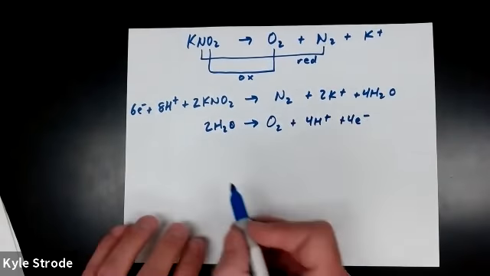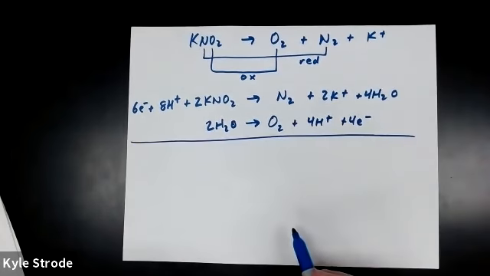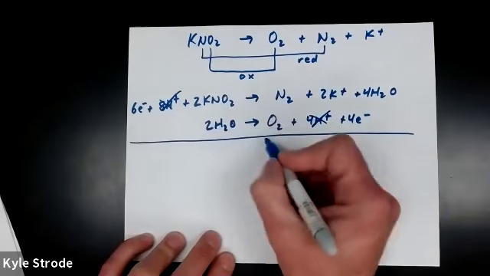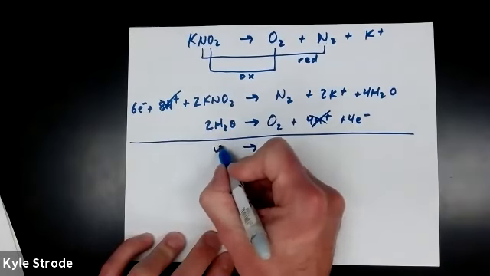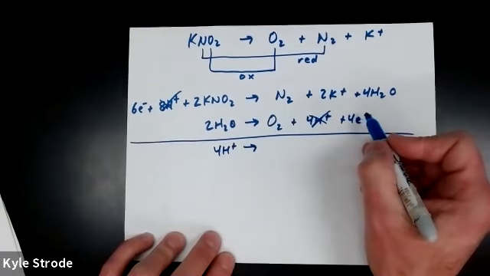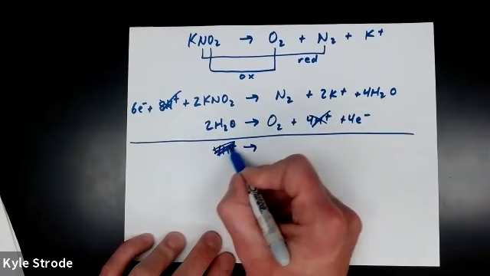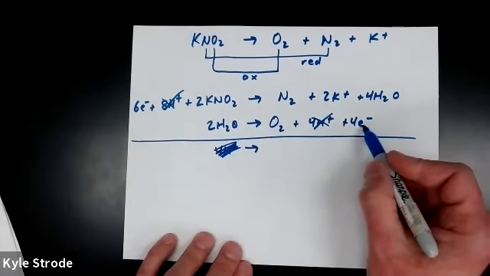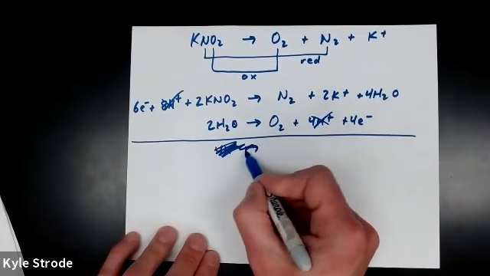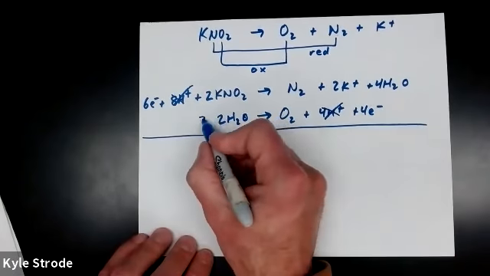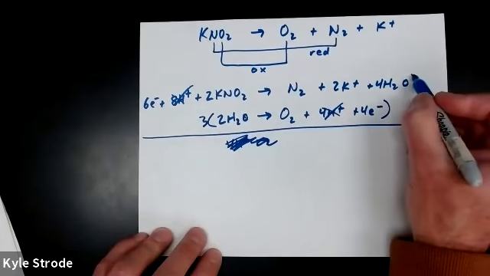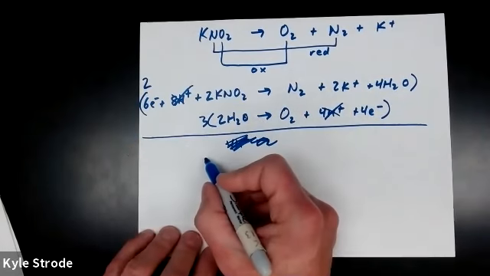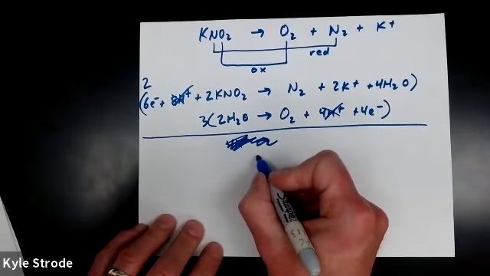And now we can sum everything up. Looks like I've got my H pluses, 4 on the left. Oh, I'm sorry, I forgot to do my electrons. My least common multiple is 12, so we'll multiply this reaction by 3 to get 12, and we'll multiply the top reaction by 2 to get 12, and then we should have something that we can finally balance.